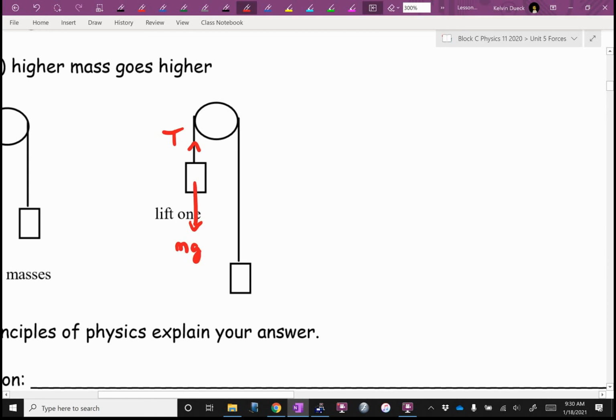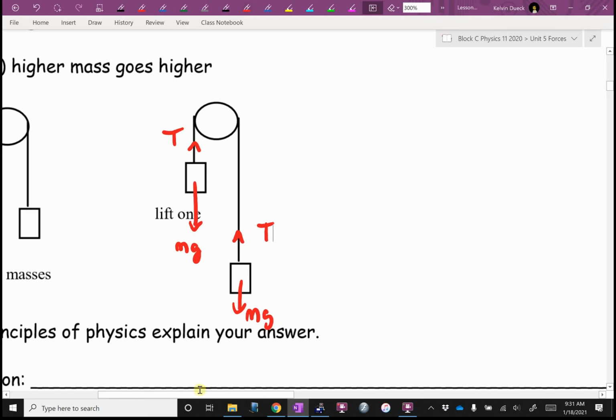Get the obvious one. Now, normally I would call one mass M1 and the other mass M2, but does the question say both masses are the same? Then I'm just going to use M for both of them because lazy. What else? Tension.